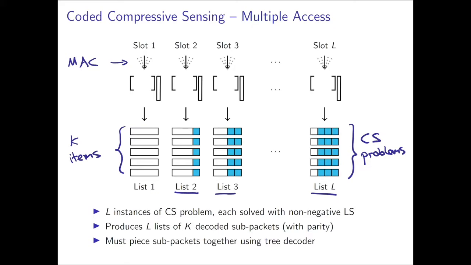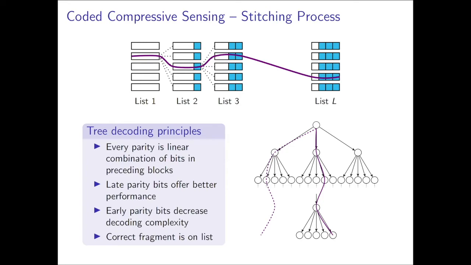Here we can either use the non-negative least square compressed sensing solver, or we could possibly turn to an approximate message passing based recovery scheme. This produces L lists, each of K decoded subblocks with parity. Here they're shown in white, with the parity bits appearing in blue. The subsequent task for the decoder is to piece together the fragments that belong to the same message.